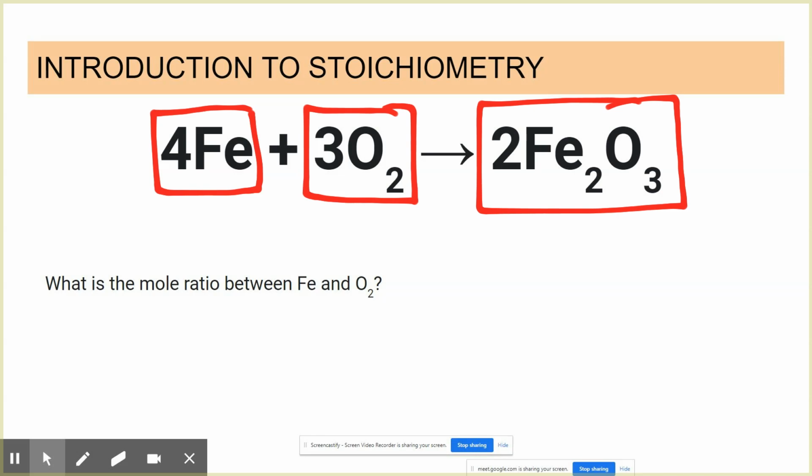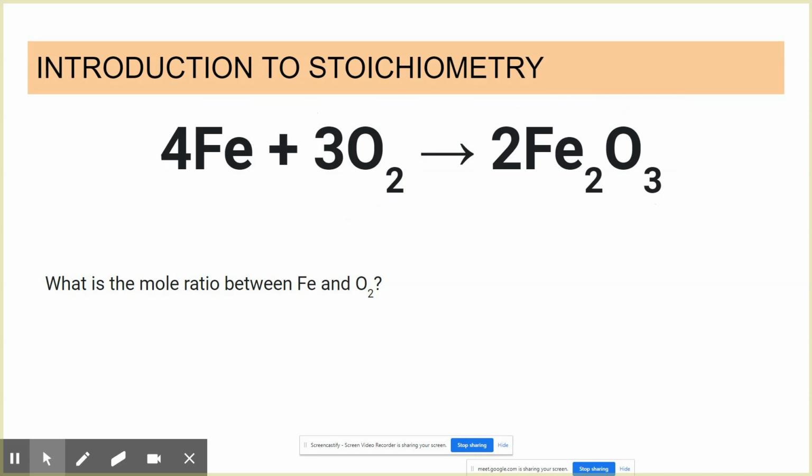Or you can also read this as: for every 4 moles of Fe that you use, you also need 3 moles of O2, and that would form 2 moles of Fe2O3. That's basically the relationship between these three. If you want to focus only on two things, let's say Fe and O2, what is the ratio between them? For every 4 moles of Fe that you use, you would use up 3 moles of O2.